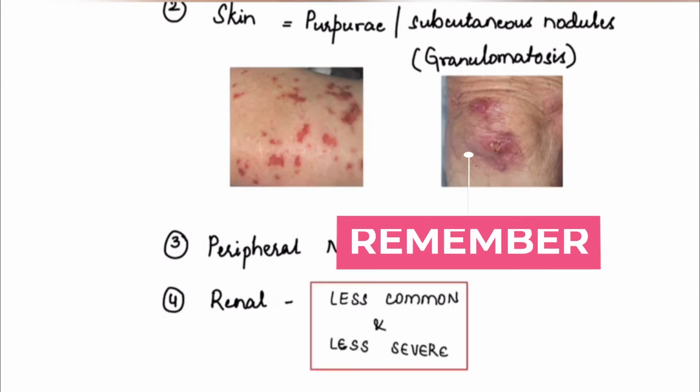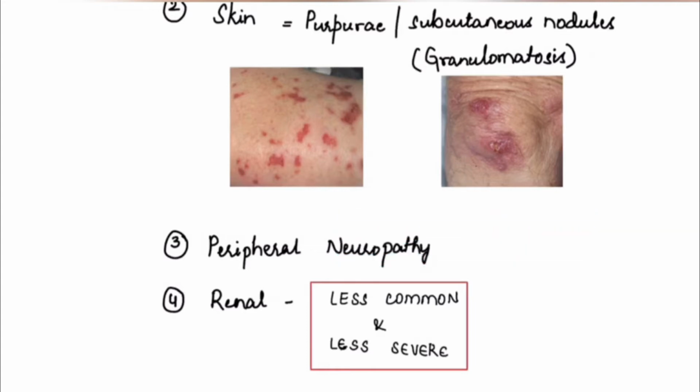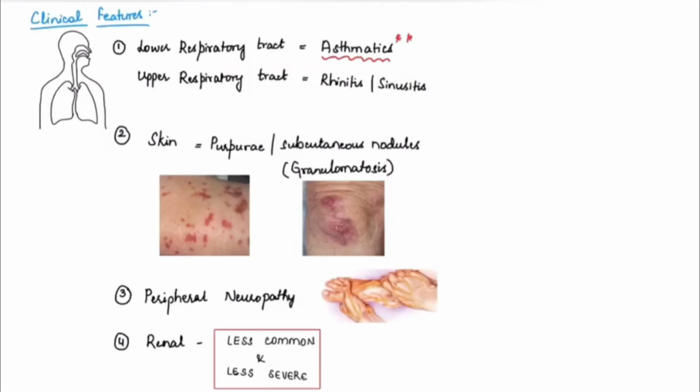And this point is important to remember. Unlike many other vasculitic syndromes, renal involvement is less common and less severe in Churg-Strauss syndrome. So this is the complete clinical picture.